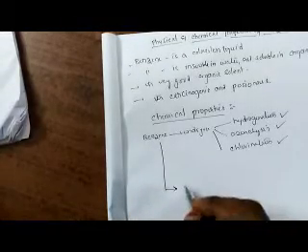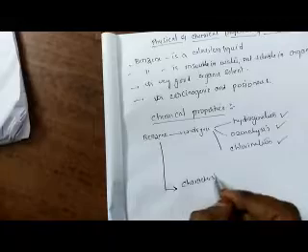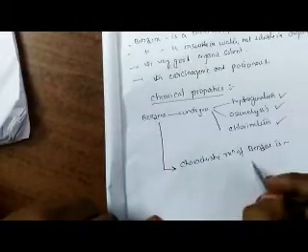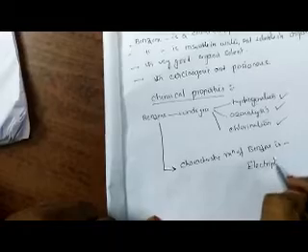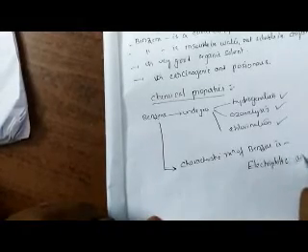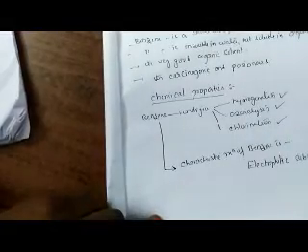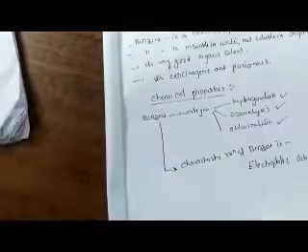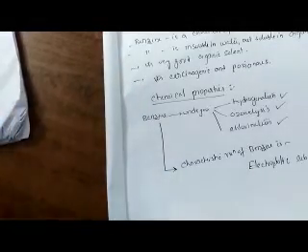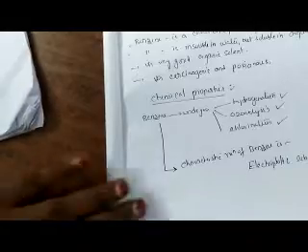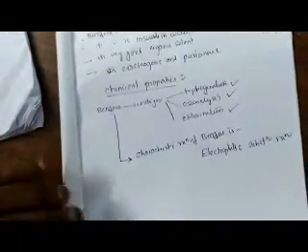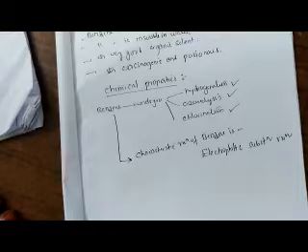But the characteristic reaction of benzene is the electrophilic substitution reaction. These are the general reactions of benzene, but the characteristic and most important reaction of benzene is the electrophilic substitution reaction. In the coming classes we will discuss various electrophilic reactions, but in today's class we will discuss hydrogenation, ozonolysis, chlorination, and the general electrophilic substitution reaction.